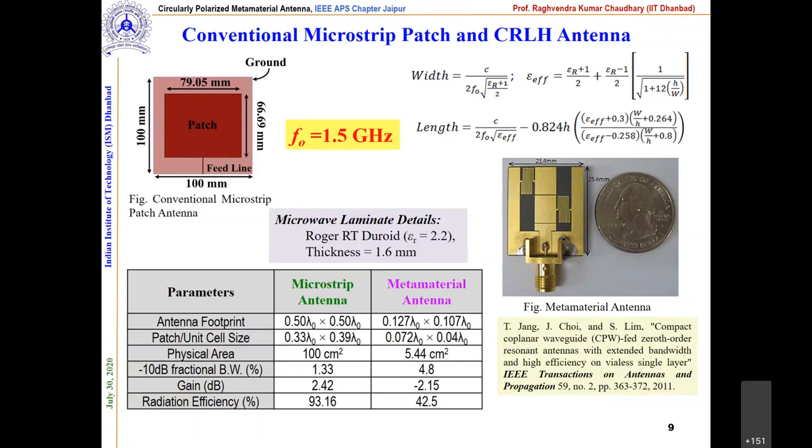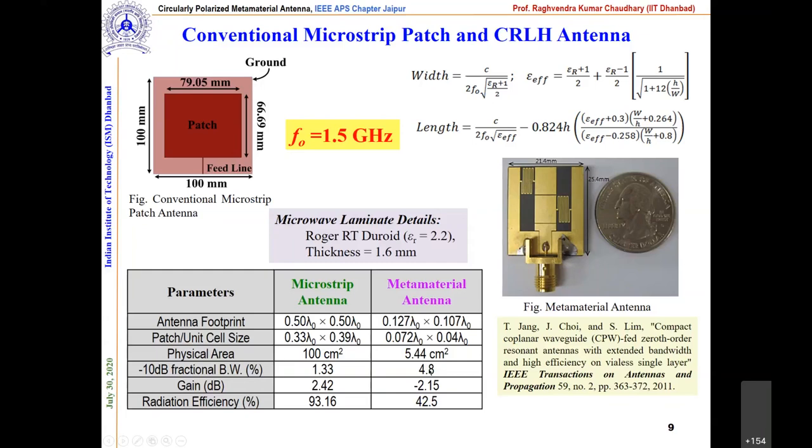This is just about one quarter of the size, correct? So this motivates us: can we make a compact antenna for the smaller frequencies, or rather, for handheld devices? Here you can see some of the comparison. If you do the comparison, it will give you some negative things, and those negative things we try to convert into positive things, correct? I'll show you in the coming slides.